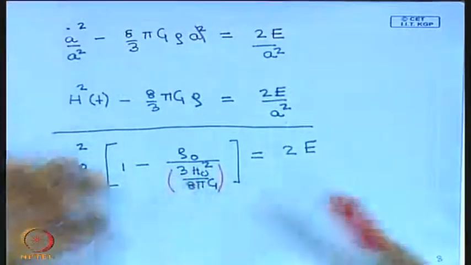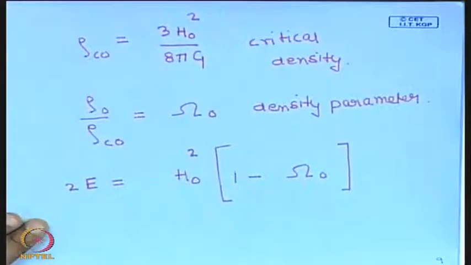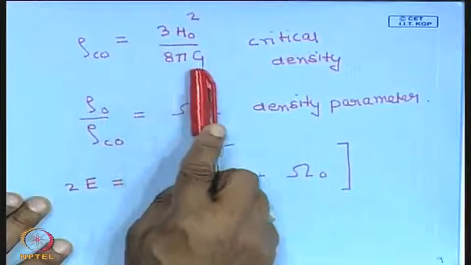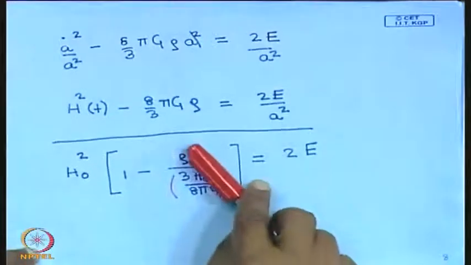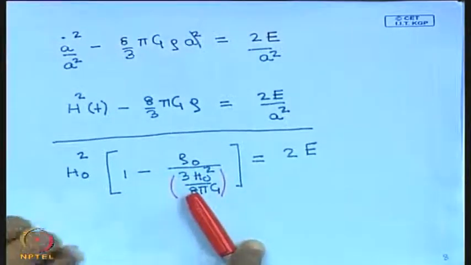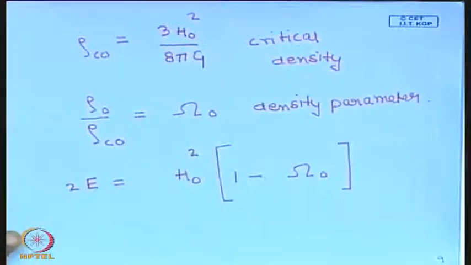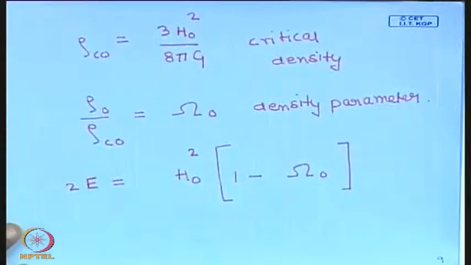This density is called the critical density, and the present value of the critical density is 3 H naught square by 8 pi G. The ratio of the actual density to the critical density of the universe we call the density parameter. It is this ratio which determines the value of E.